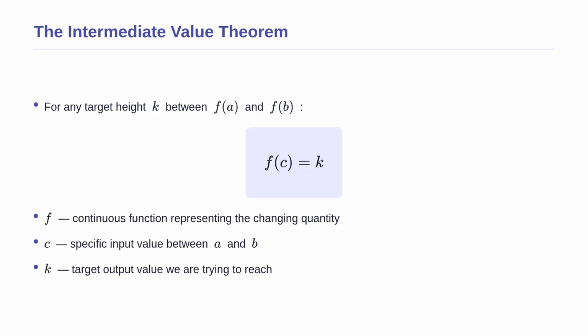In our formula, f is the continuous function representing our changing quantity. The symbol c represents the specific input value, like a specific time on a clock, that exists somewhere between our starting and ending points. And k represents the target output value, like a specific speed. If the target changes, the theorem promises we can always find a corresponding input to make this equation true.